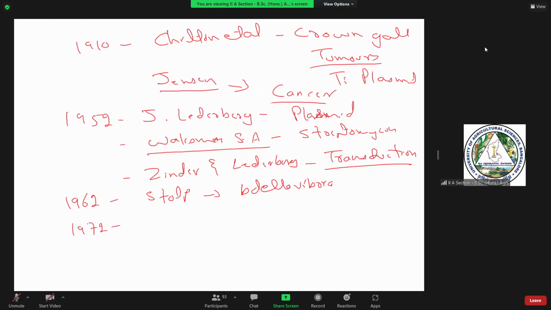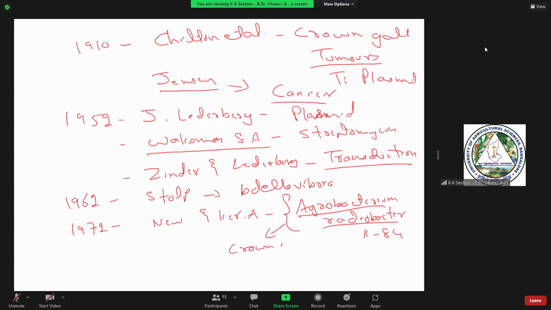In 1972, New and Kerr, Alan Kerr, used a biocontrol strain called Agrobacterium radiobacter. The strain name is K84. This is a bacteriocin-producing bacterium. This was used to control the crown gall disease.